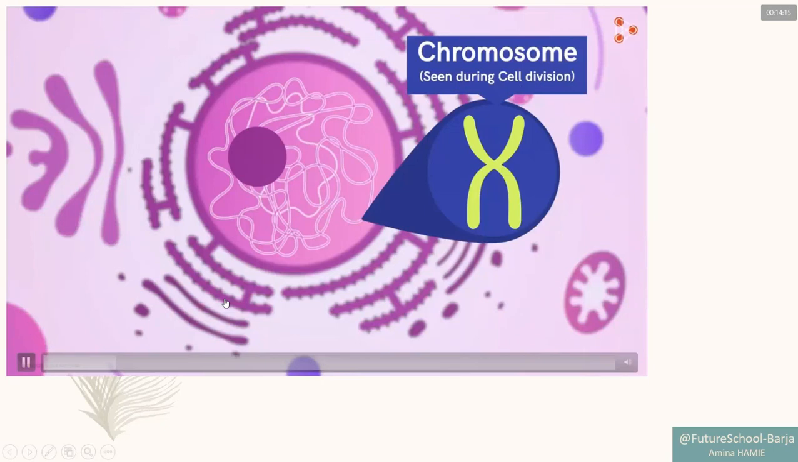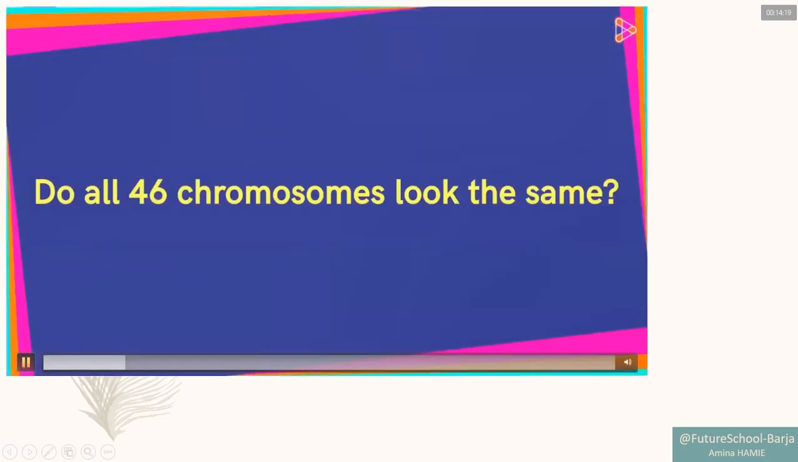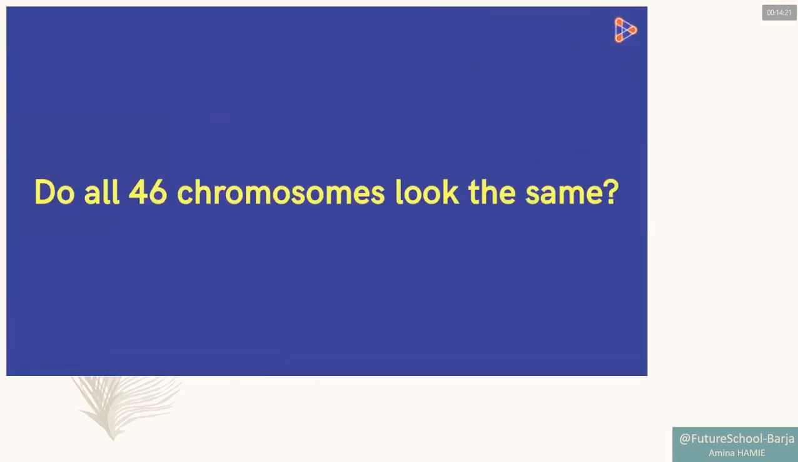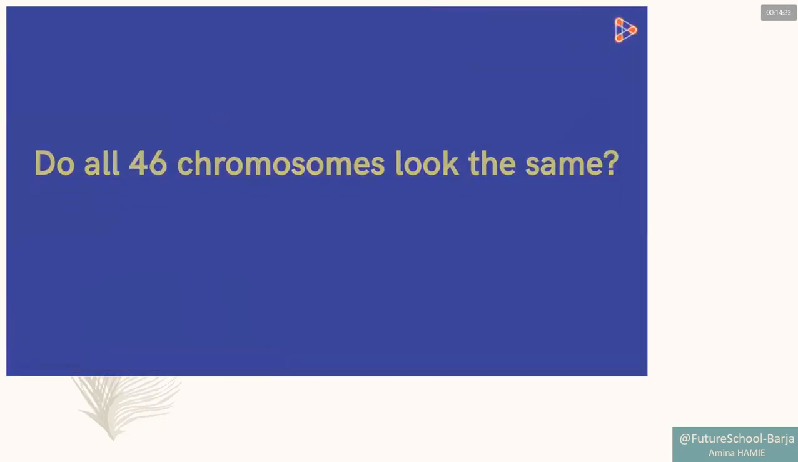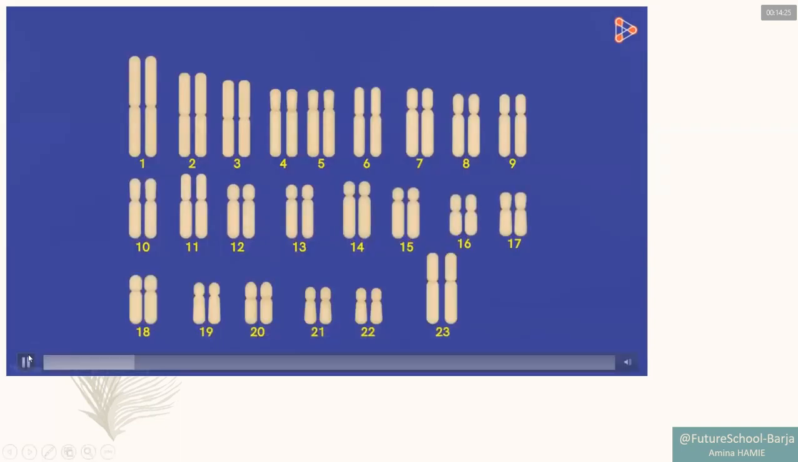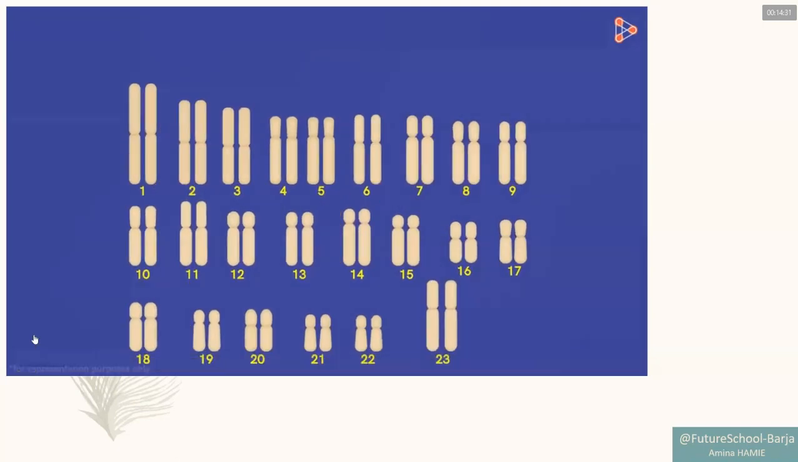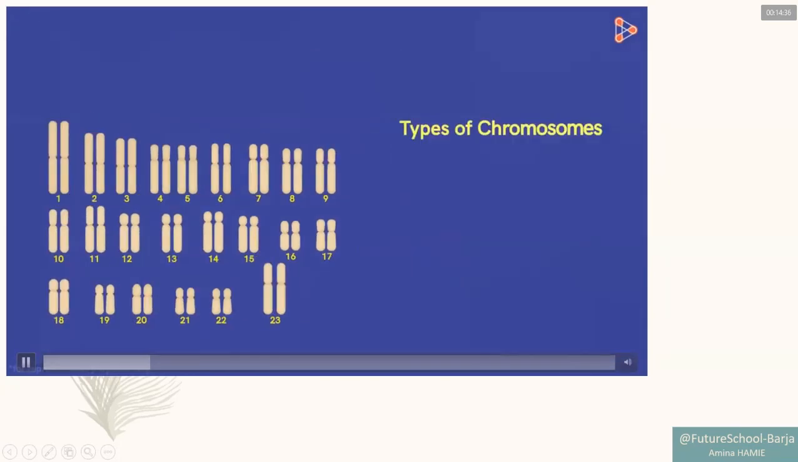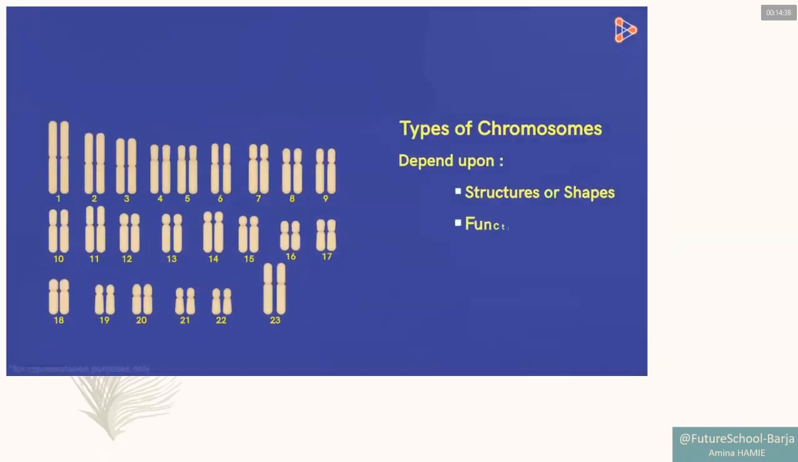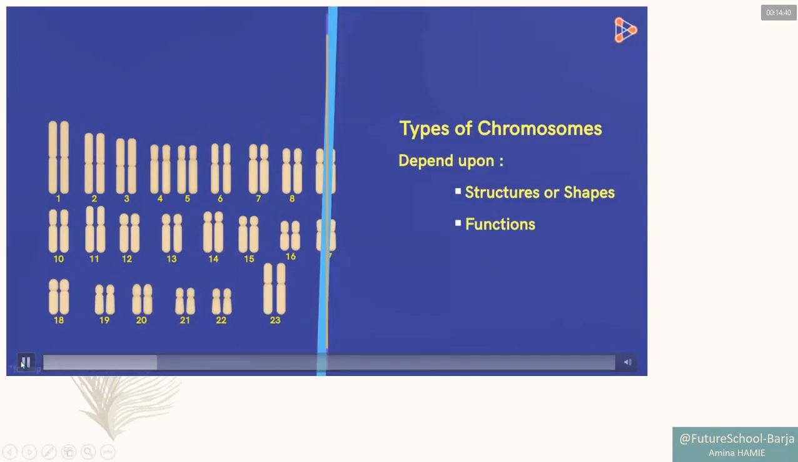But tell me, do they look exactly like this? Do all the 46 chromosomes look the same? If yes, then why do we say that there are 23 pairs of chromosomes? What helps us categorize these chromosomes as pairs? Well, all chromosomes are not exactly like one another. They come in types depending upon their structure or shapes and functions.